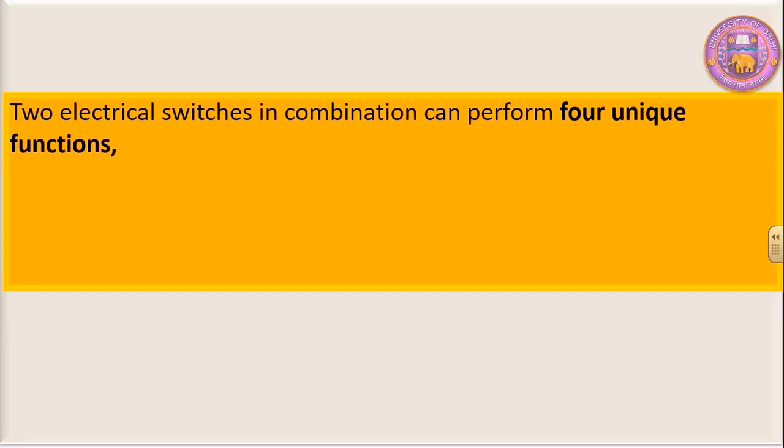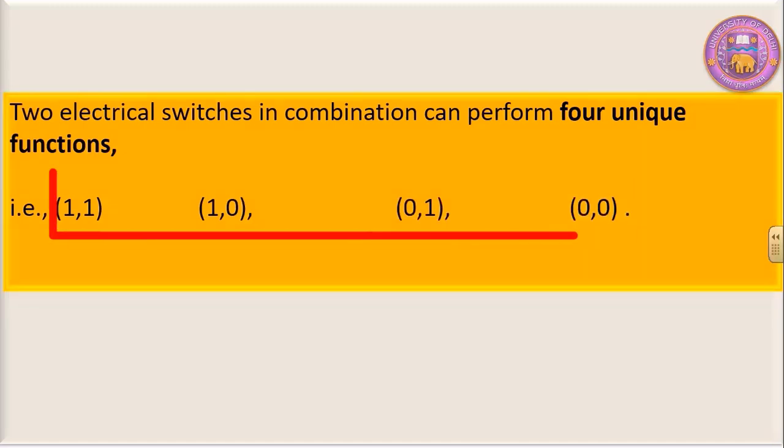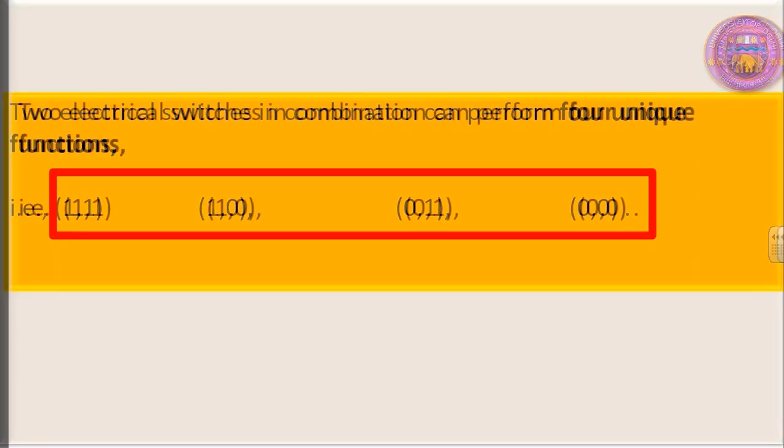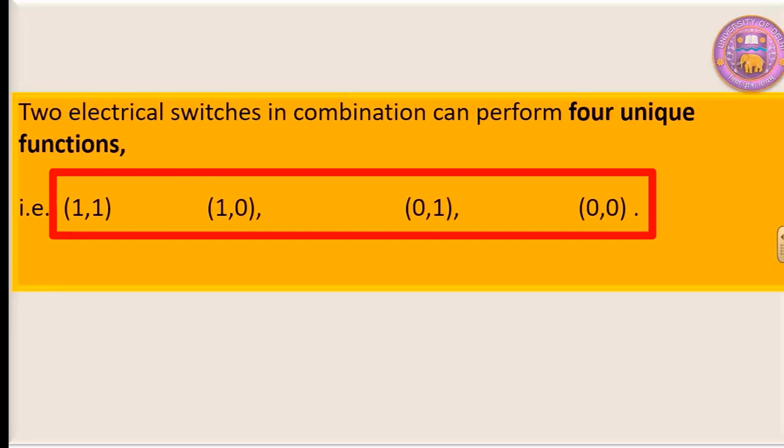If one electrical switch can perform two functions, then two electrical switches in combination can perform four unique functions. For example, both electrical switches can be on, off and on, on and off, and both off. These are the four functions which can be determined by two electrical switches. So two electrical switches can perform four unique functions in combination. In other words, we can say 2 raised to power 2 is equivalent to 4.